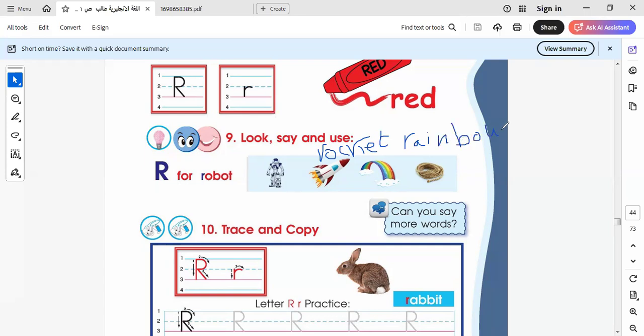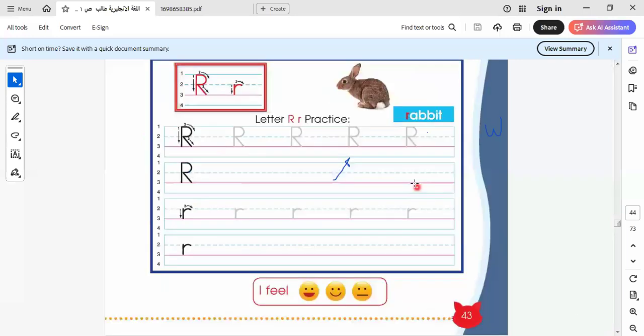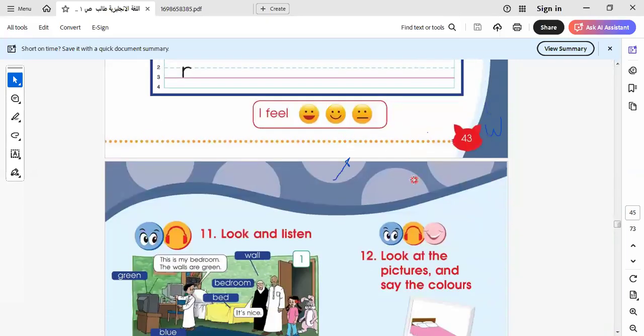And here is rock. And this is called rock. Okay, so here we have rock, we have rainbow, we have rocket. This is rainbow, and this is rocket, and this is rock. Now we know all the words related to letter D, and we know the words related to letter R. Let's continue the rest of the unit.